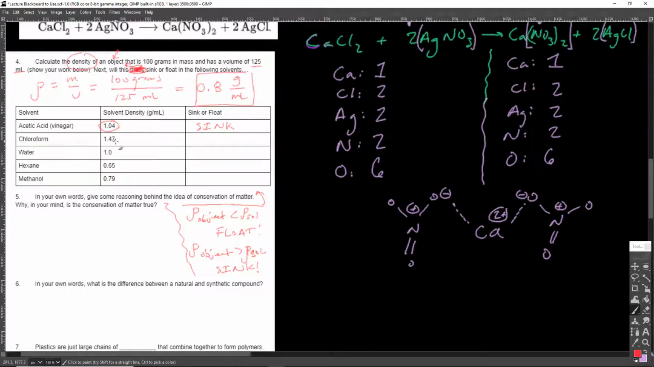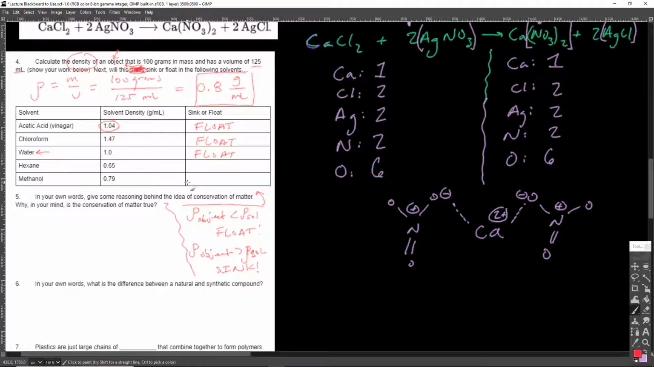Chloroform, 1.47 grams per milliliter. It's a very dense liquid. This will sink. Or will it float? I hope you guys have been catching me and then probably saying, Mr. Sally, that's not right. Shouldn't it float? Yes, it should. Why? Because the density of the object is less than the density of the solution, right? This object will also float in chloroform. What about water? It'll float in water. Why? Because the density is less than 1 gram per milliliter, which is the density of water.